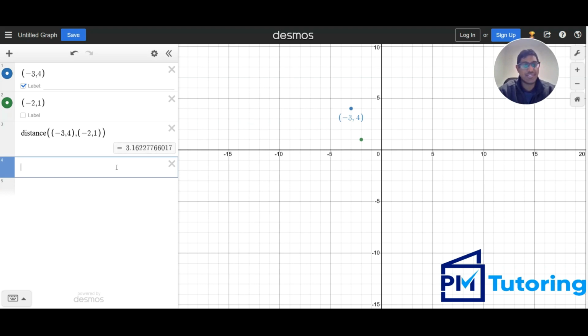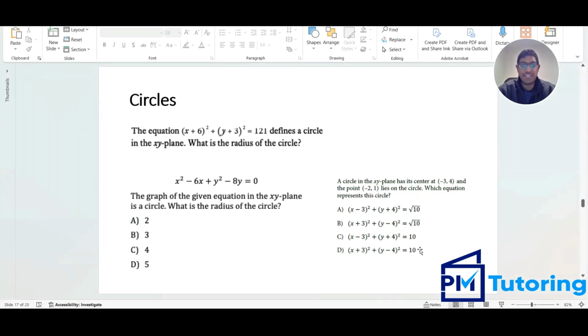And again, remember, the formula is your radius squared. So we'll do 3.16 and raise that to the second, and we realize it's 9.9, or about 10. And that would give us answer choice D, right? The r squared term is 10.